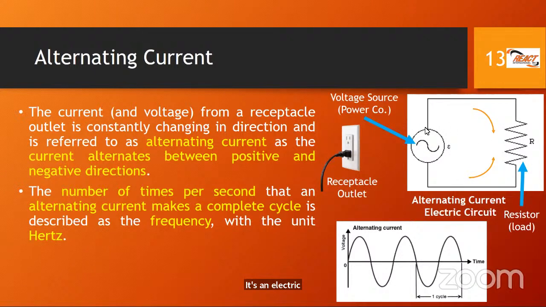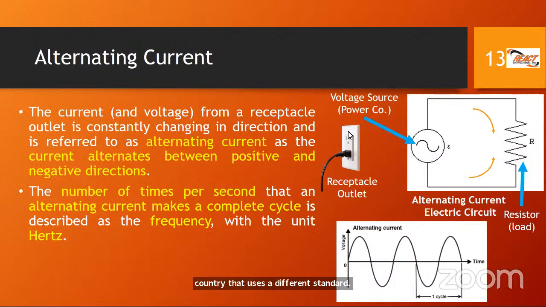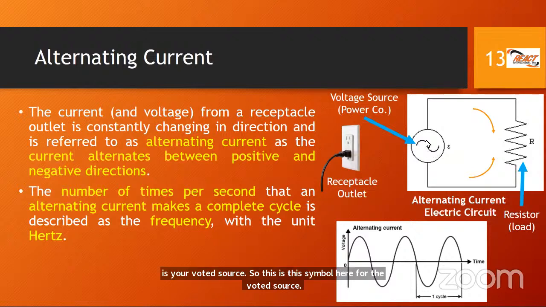So this symbol here for alternating current is our voltage source. Think of this as our receptacle outlet. Sometimes we call this the wall plug, right? But it's really called a receptacle outlet. This is what you will see on your wall in your home most likely. If you're from a different country that uses a different standard, that's okay. You'll see something like this. And you will plug your fan or other device, your kettle, into here. And that is your voltage source. So this is the symbol here for the voltage source. But notice the little wavering line here, because it's alternating current.